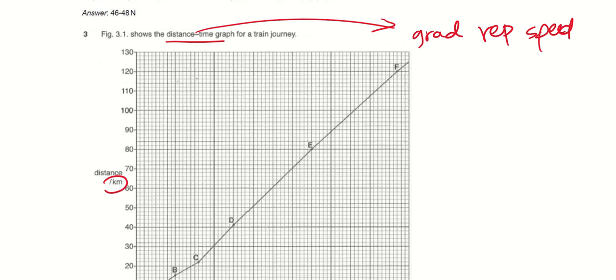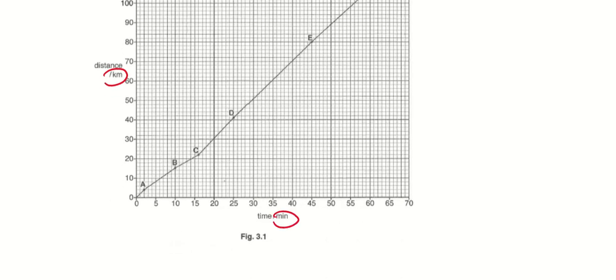But do take note there is a trap here. The unit is listed as km. Okay, how about the time? Time is in minutes. So later on, if you want to do it in meters per second, you have to do your own conversion. But let's see.